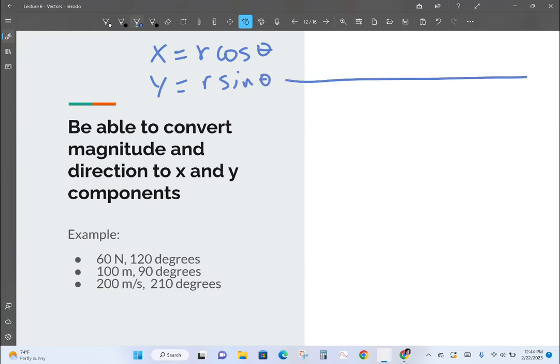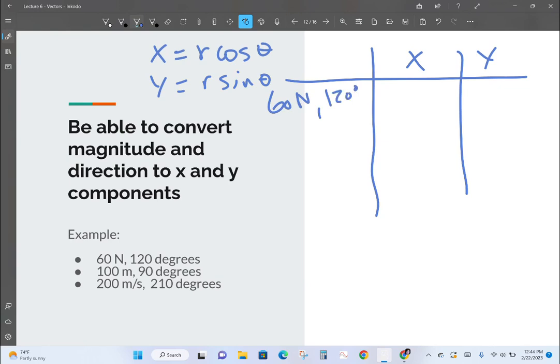So if I make a chart here of x's and y's, and I have 60 newtons at 120 degrees, I'm just going to take 60 times cosine of 120, and that's going to be negative 30 newtons, and 60 times sine of 120 is going to be 52.0 newtons, and it's positive.